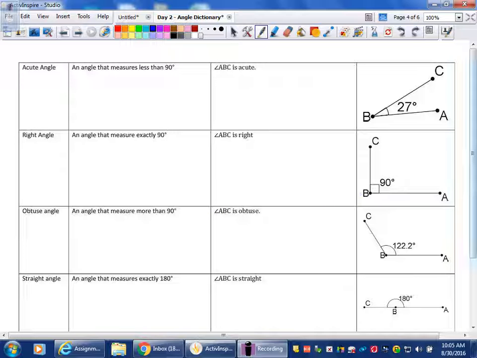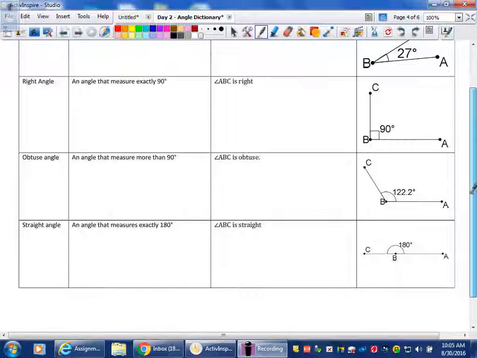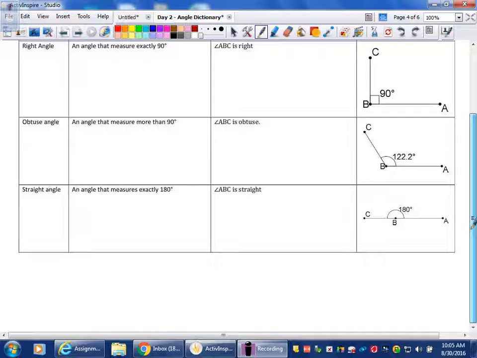Okay. I don't want to spend a lot of time on these because y'all should already know these. Acute angle, less than 90. Right angle, equal to 90. Obtuse angle, greater than 90. And a straight angle, which is a line, is 180 degrees.